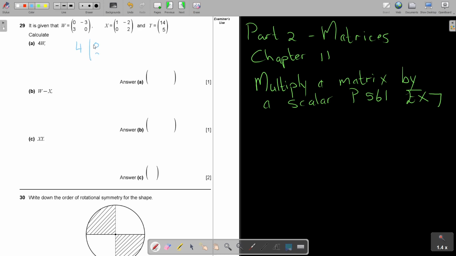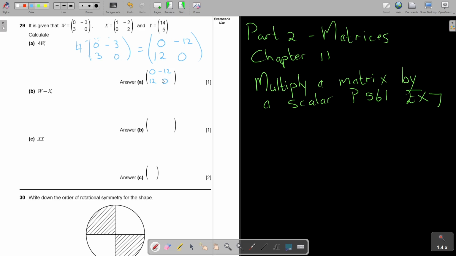And it's 0, 3, negative 3, 0. And if I multiply that, it's going to be 0. And it's going to be 12. Don't forget your brackets. It's going to be negative 12. So I just multiply every one with it. And it's going to be 0. So it's going to be 0, negative 12, 12, and 0. And they help you by putting the brackets.